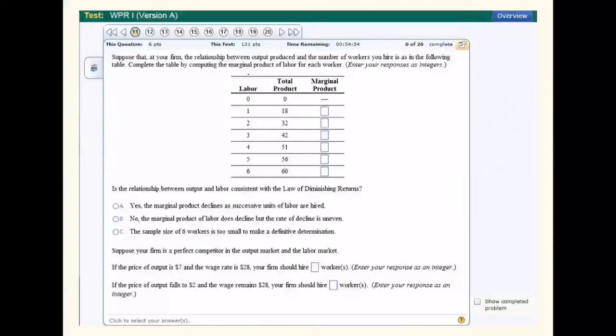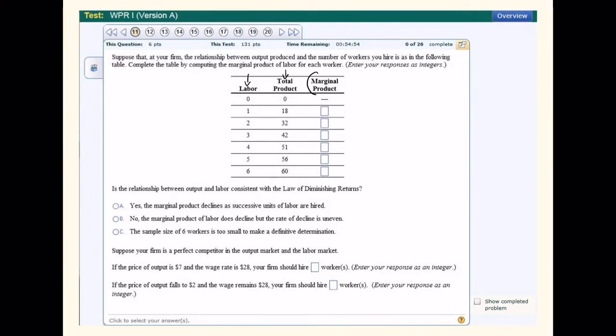Today we're going to be looking at another top question, and by top I mean bottom, because this is one of the most missed questions on our first big exam of the semester. In this question we're asked to first compute the marginal product of labor given a number of laborers, that's this column, and the total product, so the total amount of good that they're producing.